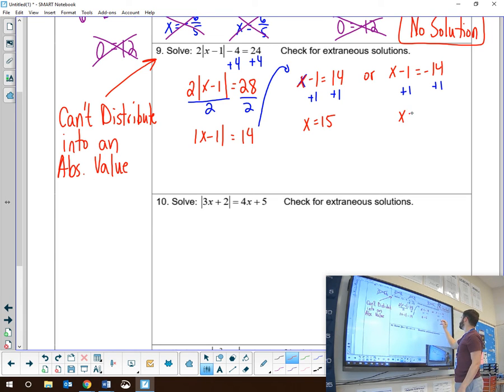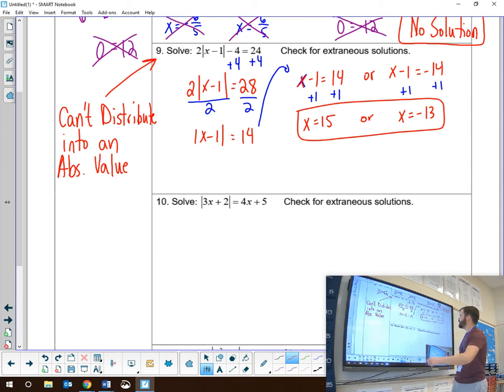So x equals negative 13. Now guys, you always need to check for extraneous solutions, but sometimes we can just do it in our heads. Let's do that right here real quick. Here is my answer, x equals 15 or x equals negative 13.